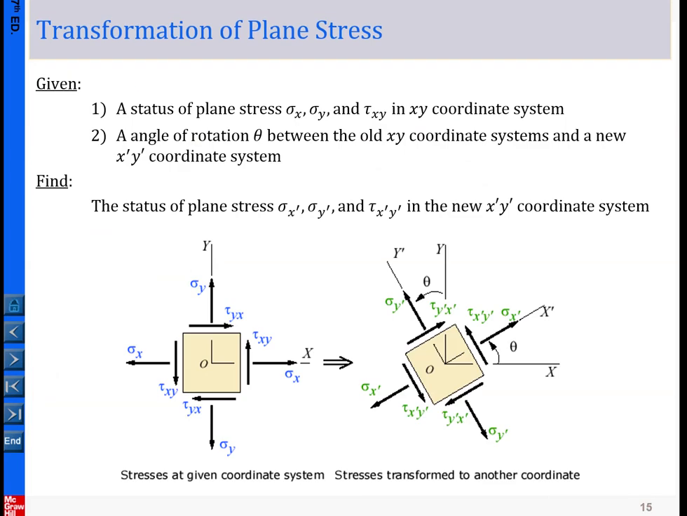So again, on this page we formulate the problem description. We are given these conditions. In terms of the XY coordinate system, we are given, or you have calculated, the stress components. Then we pick theta. We want to determine the stress element.